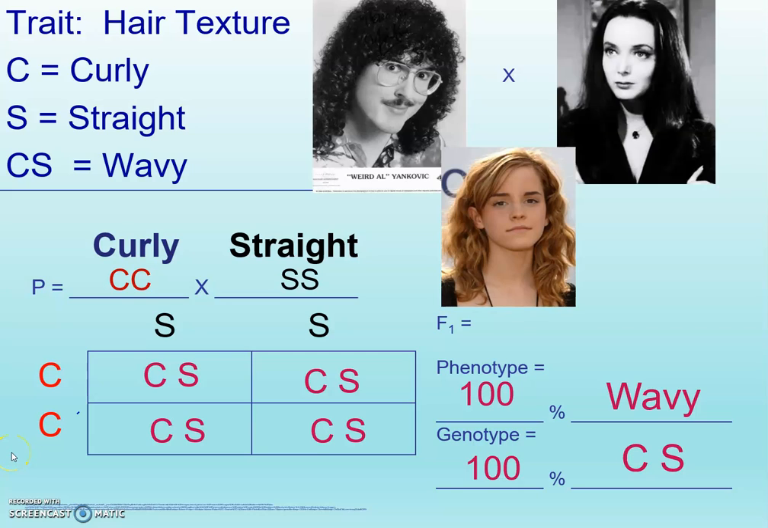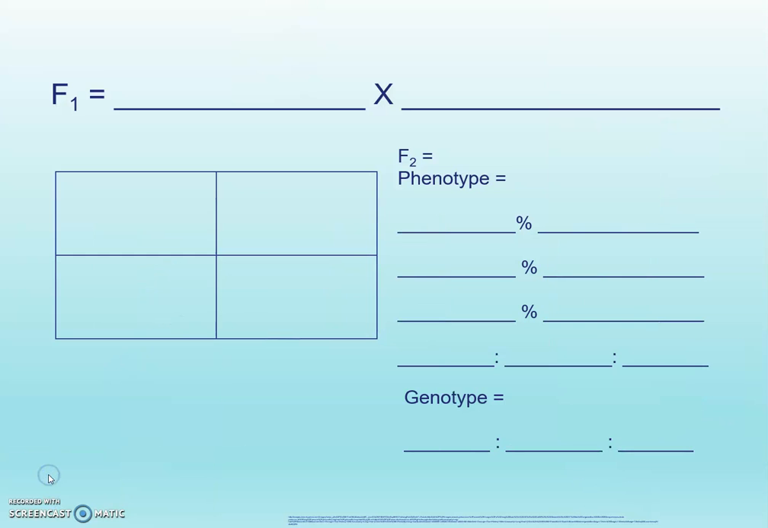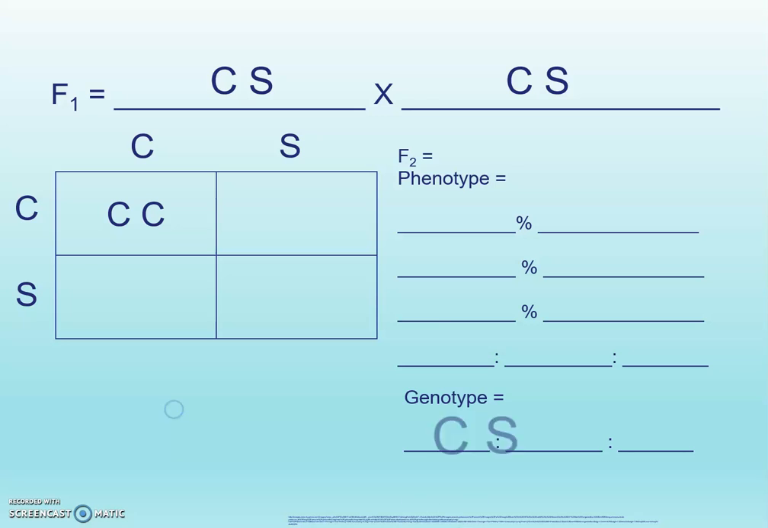So since these are not pea plants, we cannot self-pollinate. So what we're going to do is we're going to take Hermione here, and we're going to marry her off to someone who also has wavy hair. And we'll see what we get in the grandkids. So again, there goes Hermione. There goes her husband. Box 1, big C, big C. Box 2, CS. 3, CS. And it doesn't matter which one goes first. It's just whatever pattern you start out with, just keep it. And the last one, SS.